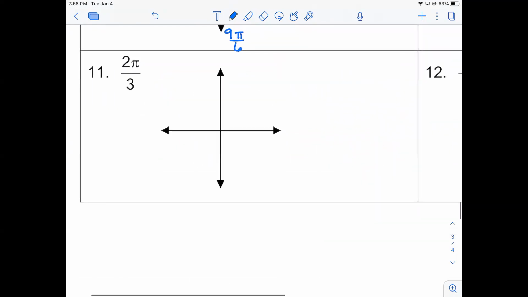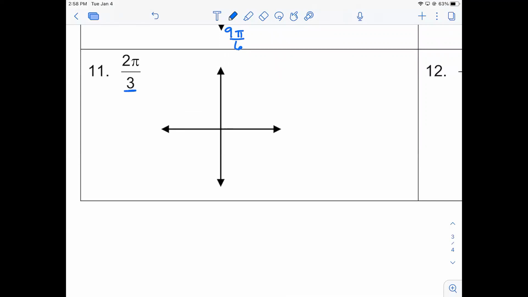Okay, number 11. This time I need it in terms of thirds. Okay, so always start with your 0. Now we're going to come over here, and I need this to be a full pi. So if I need it cut into thirds, this has to be 3 pi over 3. Okay, and then over here, if I'm finishing this one, this needs to be 2 full pi. So this is going to be 6 pi over 3.